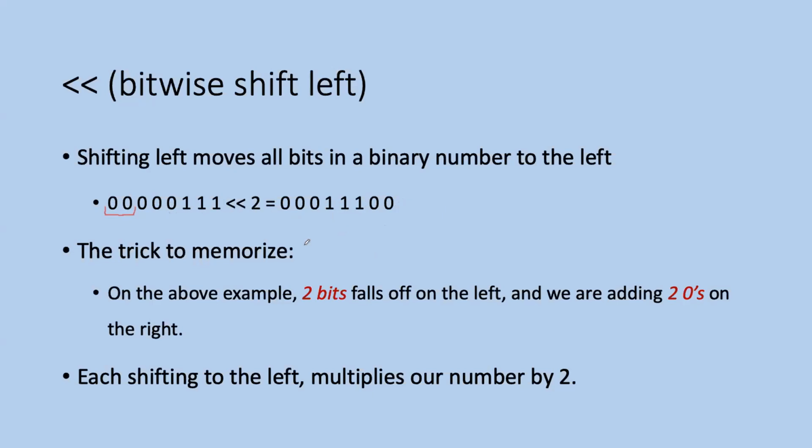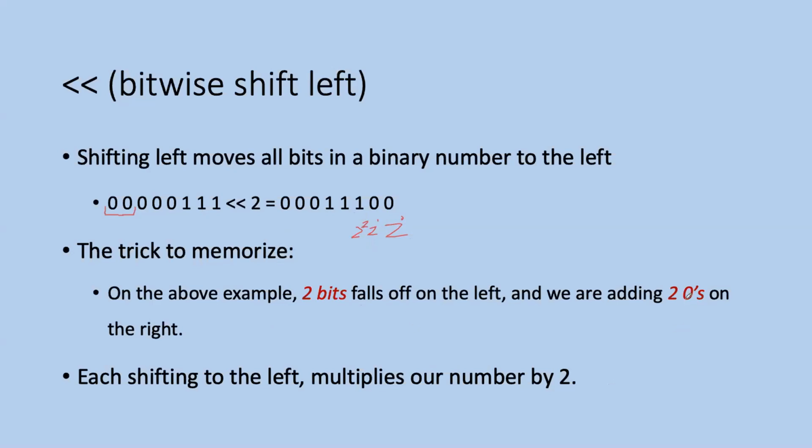Now, if you notice, the other advantage of this is that this is binary, right? So what's happening here? This is 2 to the power 0, this is 2 to the power 1, this is 2 to the power 2. Every time I'm doing a bit shift to the left, I'm also multiplying the number by 2. This is really an important concept, I would say. It can enhance our performance significantly, because all we have to do is shift to the left, and like you notice, it multiplies the number by 2. And the trick to memorize is, when the bits fall off on the left, we're adding 2 zeros on the right.